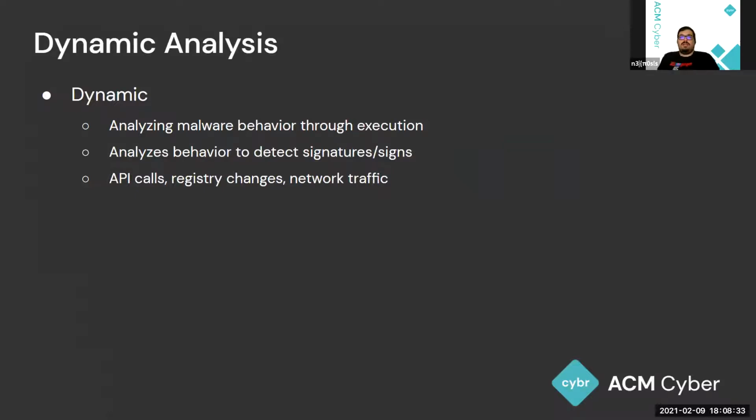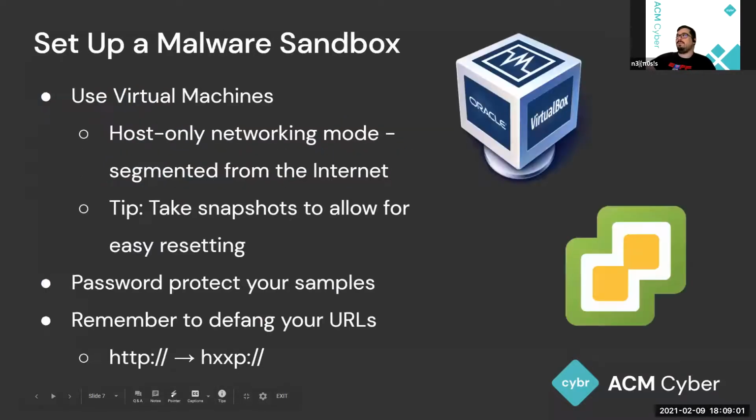So dynamic analysis, this is where, again, we're running the program to execution. It analyzes the behavior, detects signatures. So maybe it's making different API calls. There's changes in the registry files on your computer. What kind of network traffic? Maybe it's going to specific websites or URLs. So those are the main two kinds of analysis that we'll be talking about.